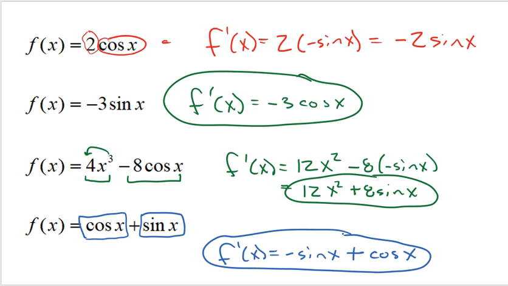I mean, literally, can't make this any easier. This is so unbelievably simple. These rules are really, really easy to use. And once you get the gist of them, it's so much faster than using the limits.